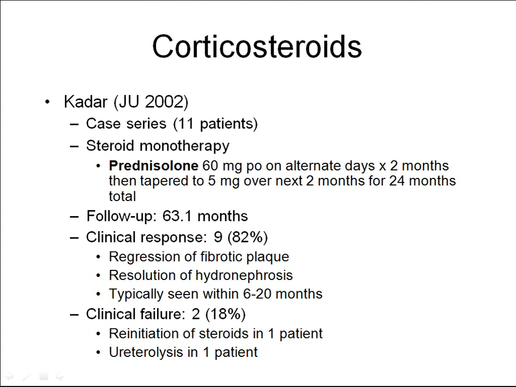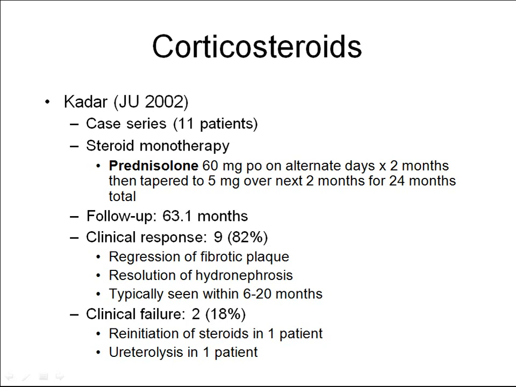A recent publication in the Journal of Urology in 2002 by Cater et al. was a case series of only 11 patients, although this is pretty significant for retroperitoneal fibrosis given its rarity. Cater used steroid monotherapy consisting of prednisolone, 60 milligrams alternate days for 2 months, tapering to 5 milligrams over the next 2 months, and continuing for a 2-year total treatment, and followed these patients up for 63 months.